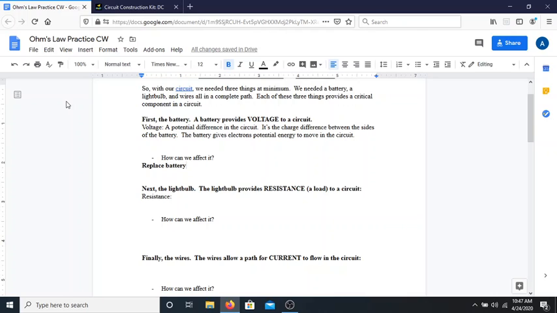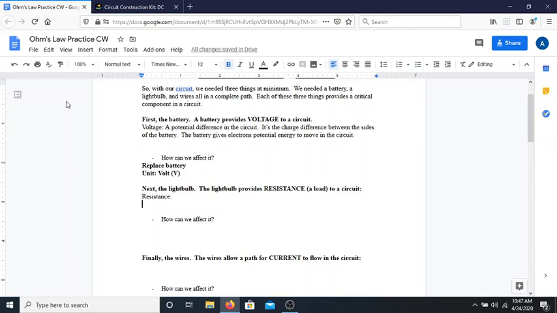Now, for voltage, the unit that we measure in is the volt. Amazing. But voltage is the push in the circuit. That's the first thing you have to have. If your voltage is 0 in a circuit, it means there's nothing causing the electrons to have any energy, so they're not going to move at all through the system. Next, we talk about the light bulb.